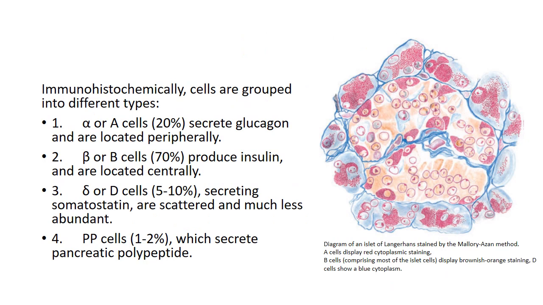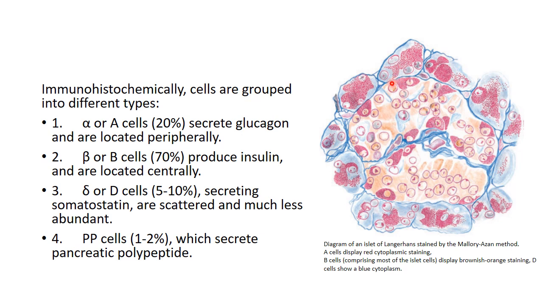Immunohistochemically, a special type of staining divides the cells within the pancreatic islets into 4 groups. The most common are beta cells, which form 70% of the islets, and they are concentrated in the center of the islets. The importance of this cell is that they secrete insulin. The other type of cell is the alpha cell, and they secrete glucagon, and they are found in the periphery of the islets.